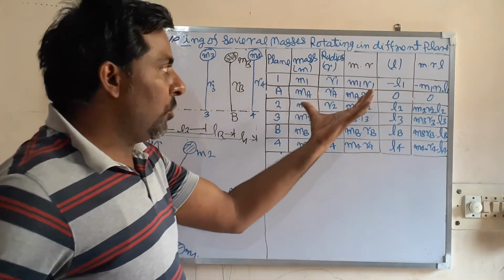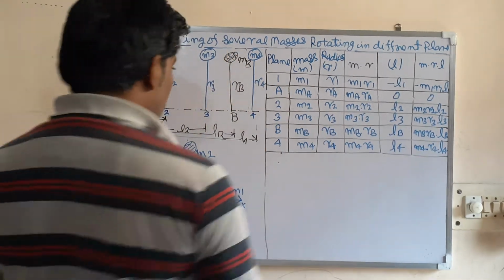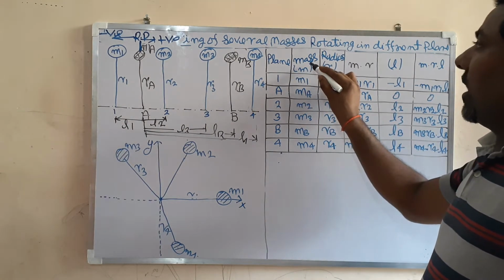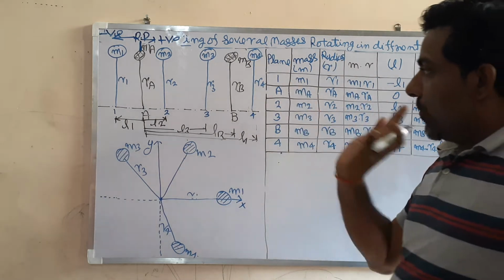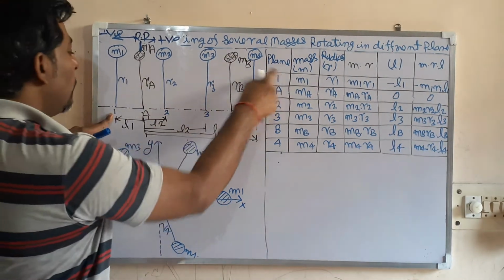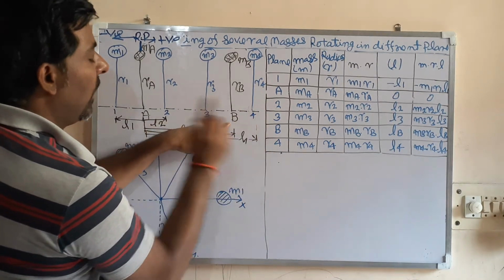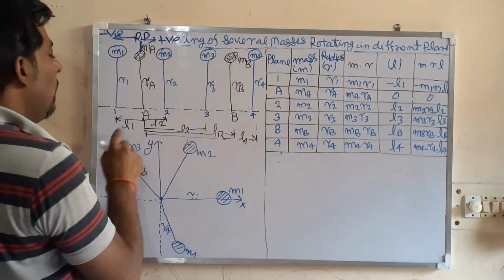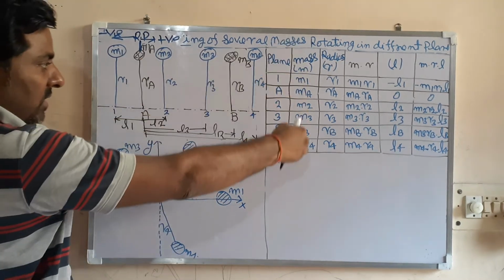Now, to solve the problem, you have to make this table. Actually, we are doing the calculation in tabular form. Let us see what the table is. Here I am taking the planes, here the masses in their planes, and this is the radius of rotation, small r. Starting from the left, this is plane 1, plane A, plane 2, plane 3, plane B, then plane 4. So start from the left and go to the right and write all the planes: 1, A, 2, 3, B, 4.